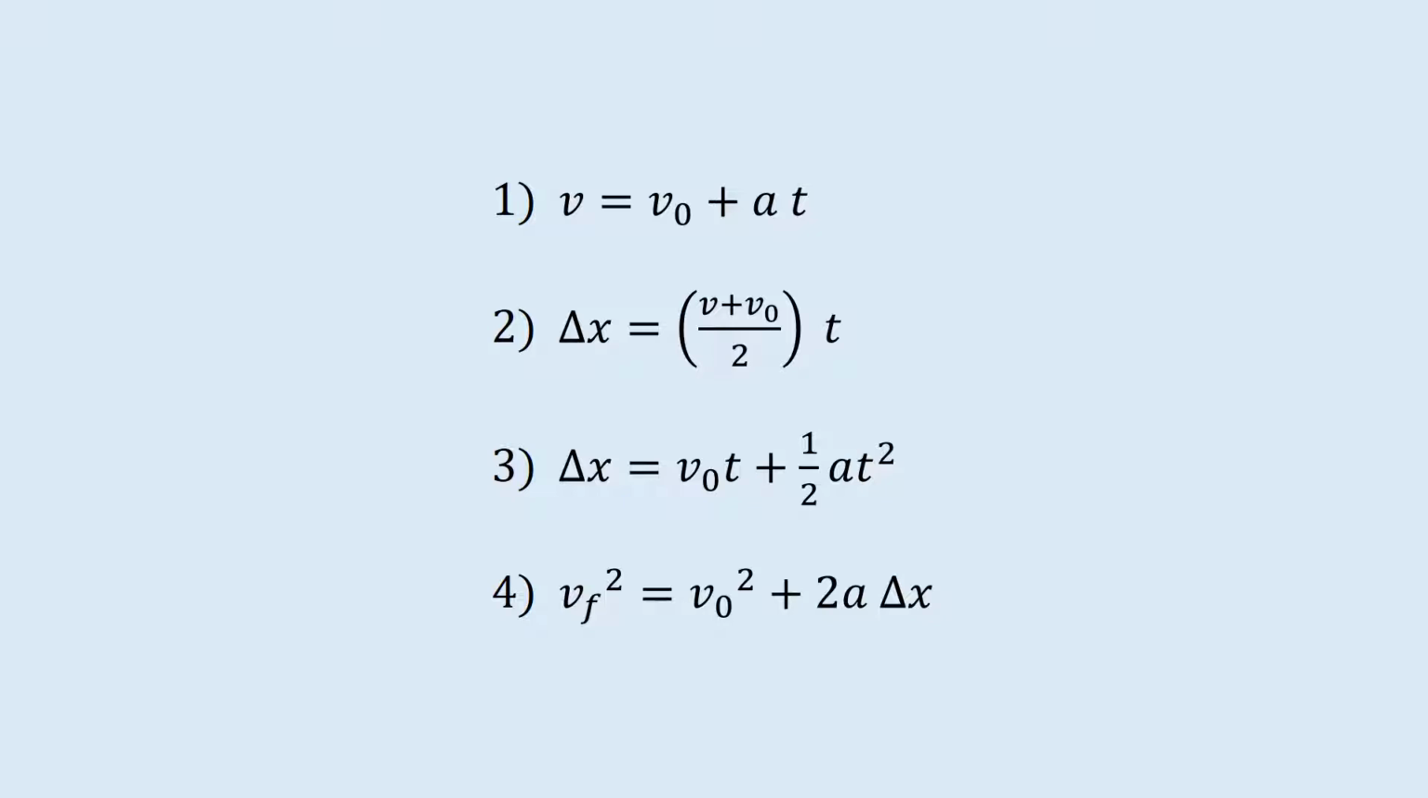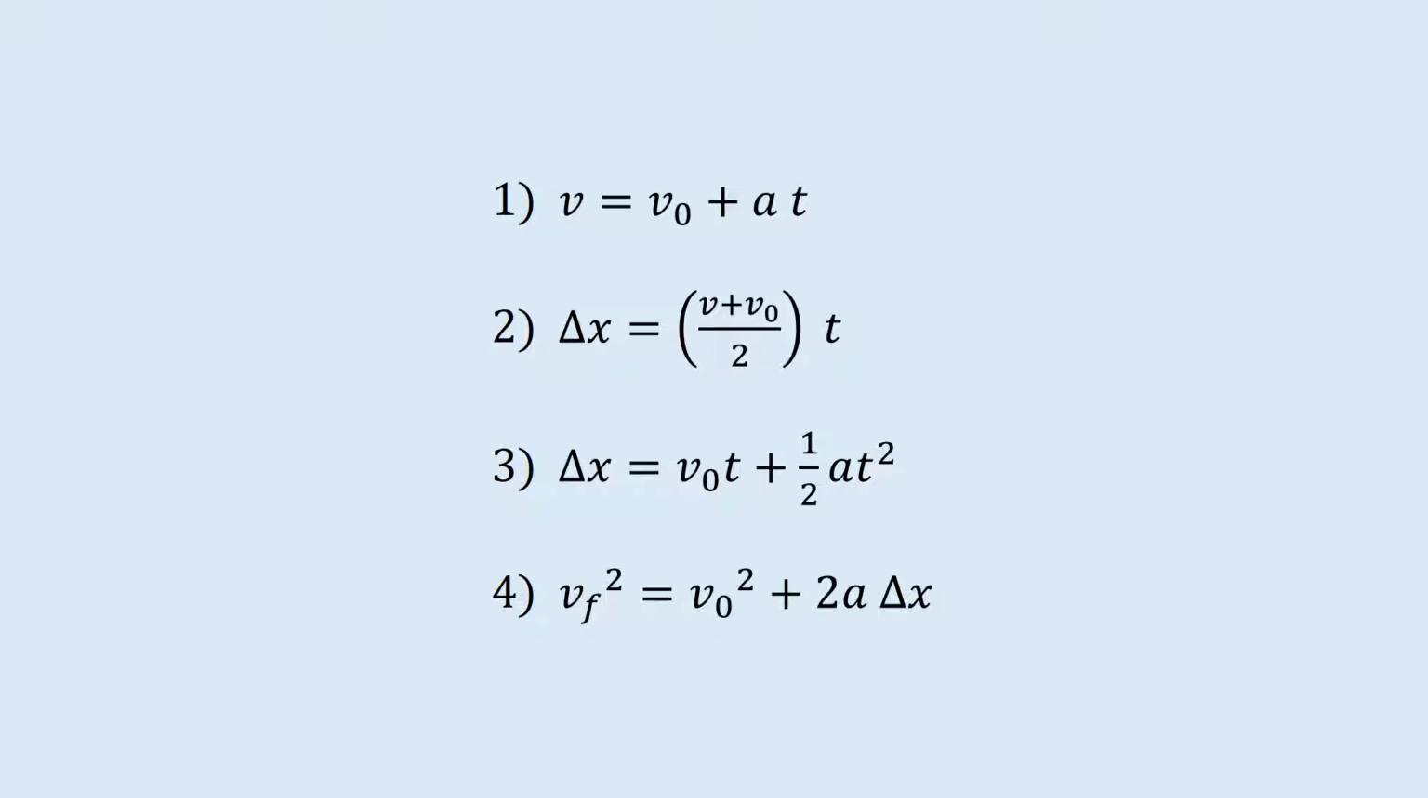So the first equation I'm using is v equals v naught plus at. So v is velocity and v naught is initial velocity at time t equals 0, while a is acceleration. And it's important to note that these equations all apply to constant acceleration that is not time dependent.